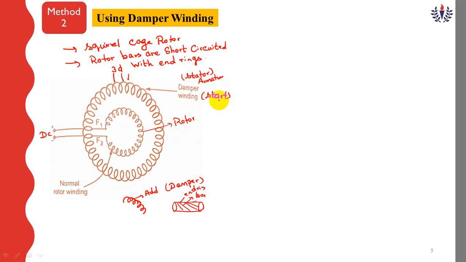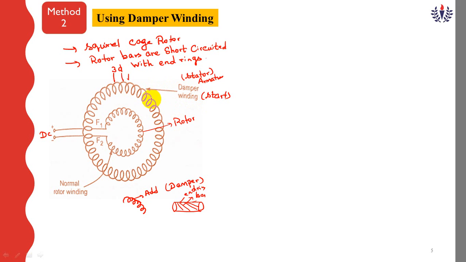So, to start the motor as an induction motor, once the motor starts running at synchronous speed, the damper winding will be deactivated. Do you understand how it is deactivated? The damper winding will be short circuited. So the motor gets started as an induction motor.